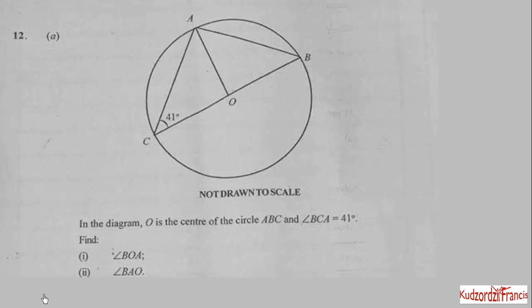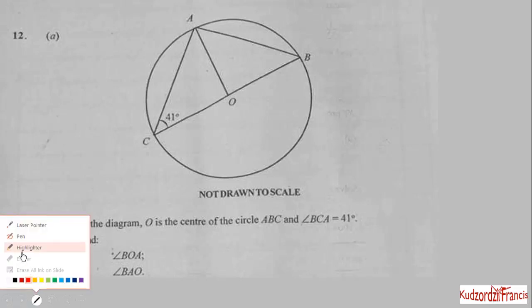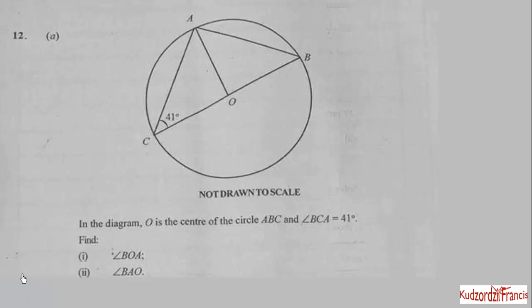To solve this question, we have so many ways. At least you can think of 3 ways to do this. I'm going to show a few of them. For this particular diagram, we want to calculate angle BOA. Since this is the center, angle at center is twice angle at the edge. So this will be 2 times this, which is 82. As simple as that. So it is 82 degrees.